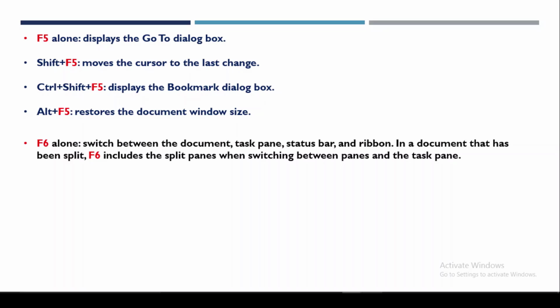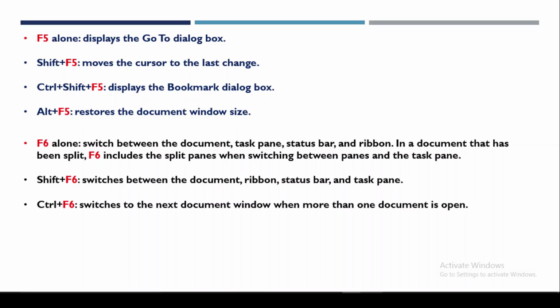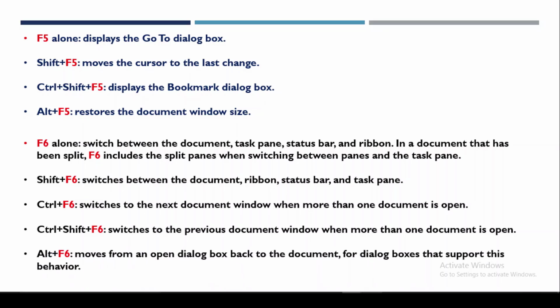Now, have a look at F6. F6 alone switches between the document, task pane, status bar, and ribbon. In a document that has been split, F6 includes the split panes when switching between panes and the task pane. Shift plus F6 switches between the document, ribbon, status bar, and task pane. Control plus F6 switches to the next document window when more than one document is open. Control plus Shift plus F6 switches to the previous document window when more than one document is open. Alt plus F6 moves from an open dialog box back to the document for dialog boxes that support this behavior.